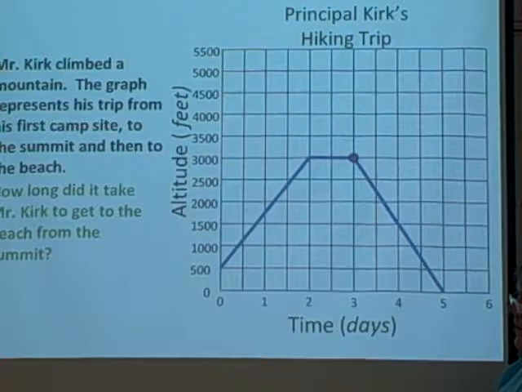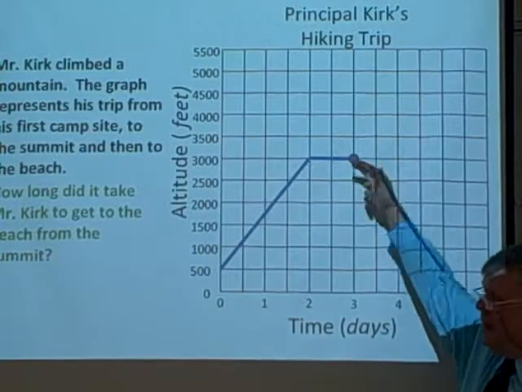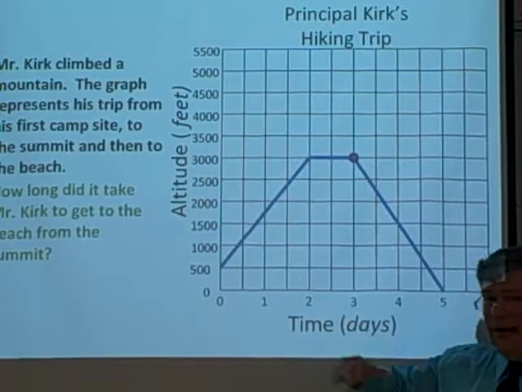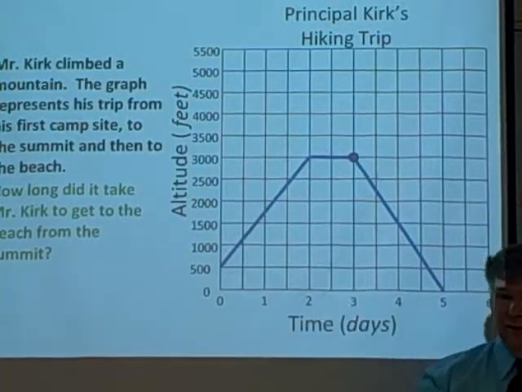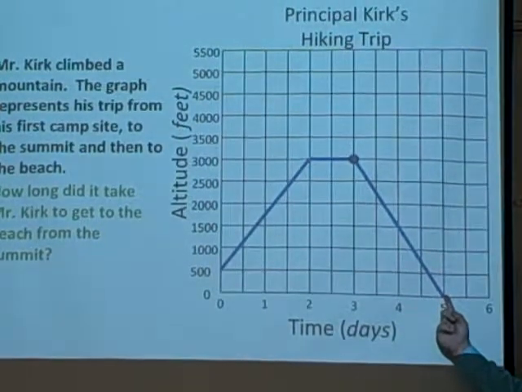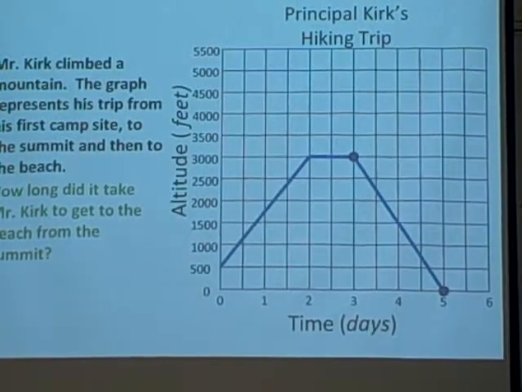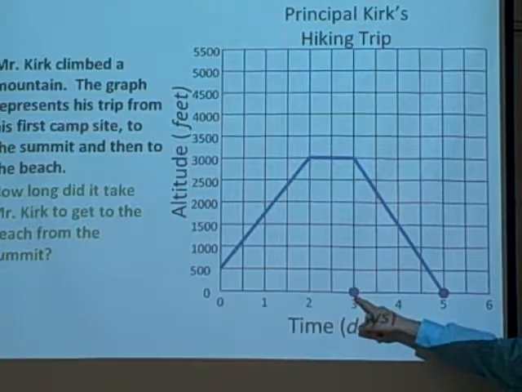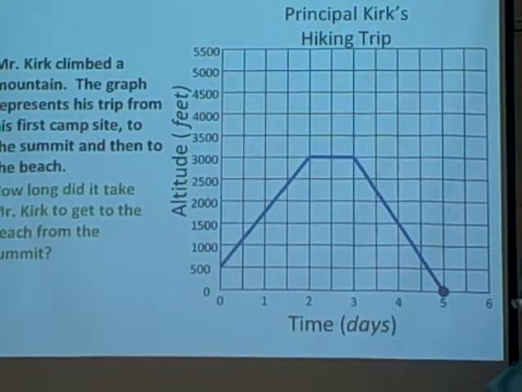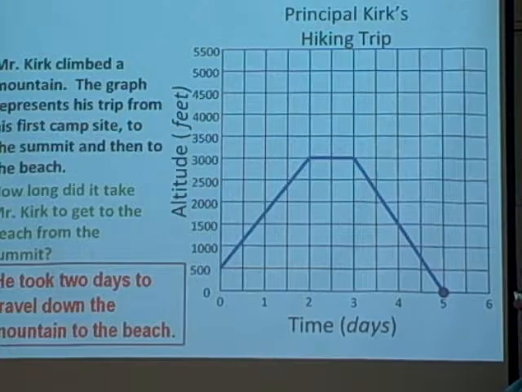Okay, how long did it take Mr. Kirk to get to the beach from the summit? Well, the summit was the top of the mountain, right up here. And the beach, well, where's the beach? The beach is at sea level. And sea level, in terms of altitude, is 0. So when did he get back down to 0? He got back down to 0 over here. So to get from the summit to the beach, he started on day 3, ended on day 5. That's a 2-day trip down the mountain. So it took 2 days to travel down the mountain to the beach.